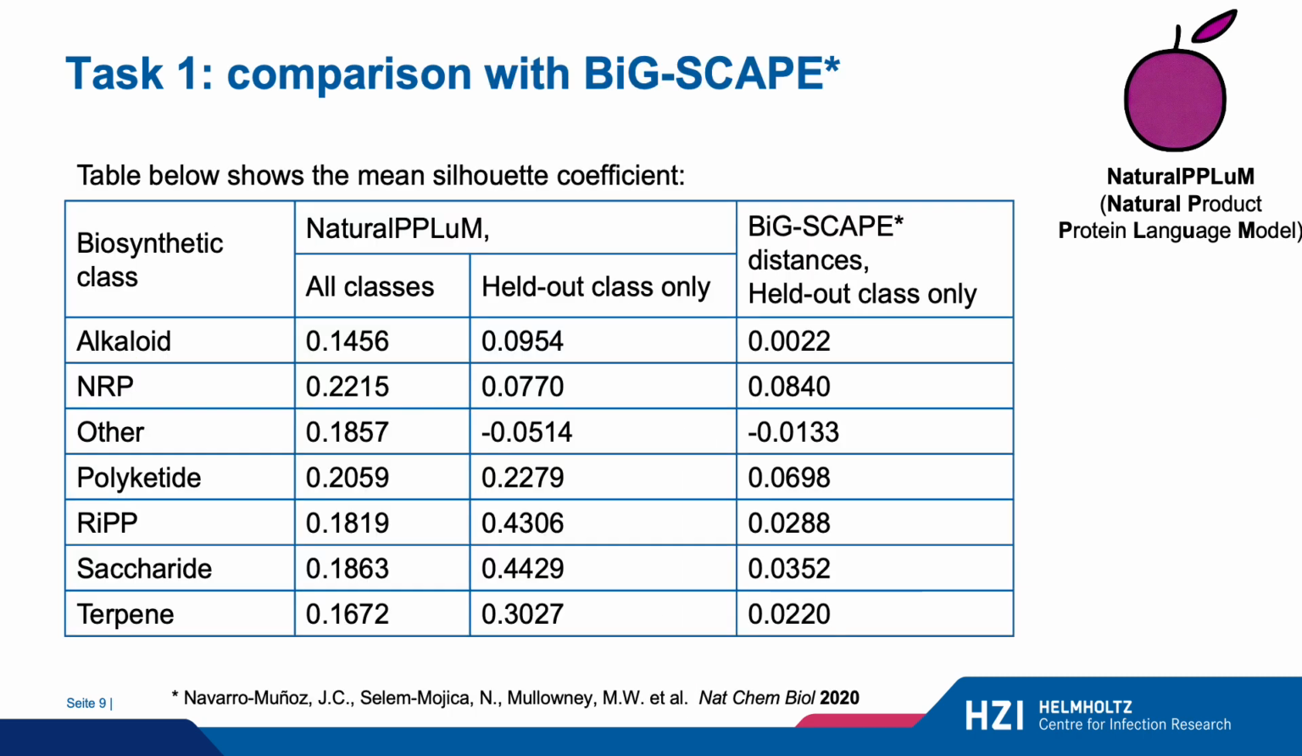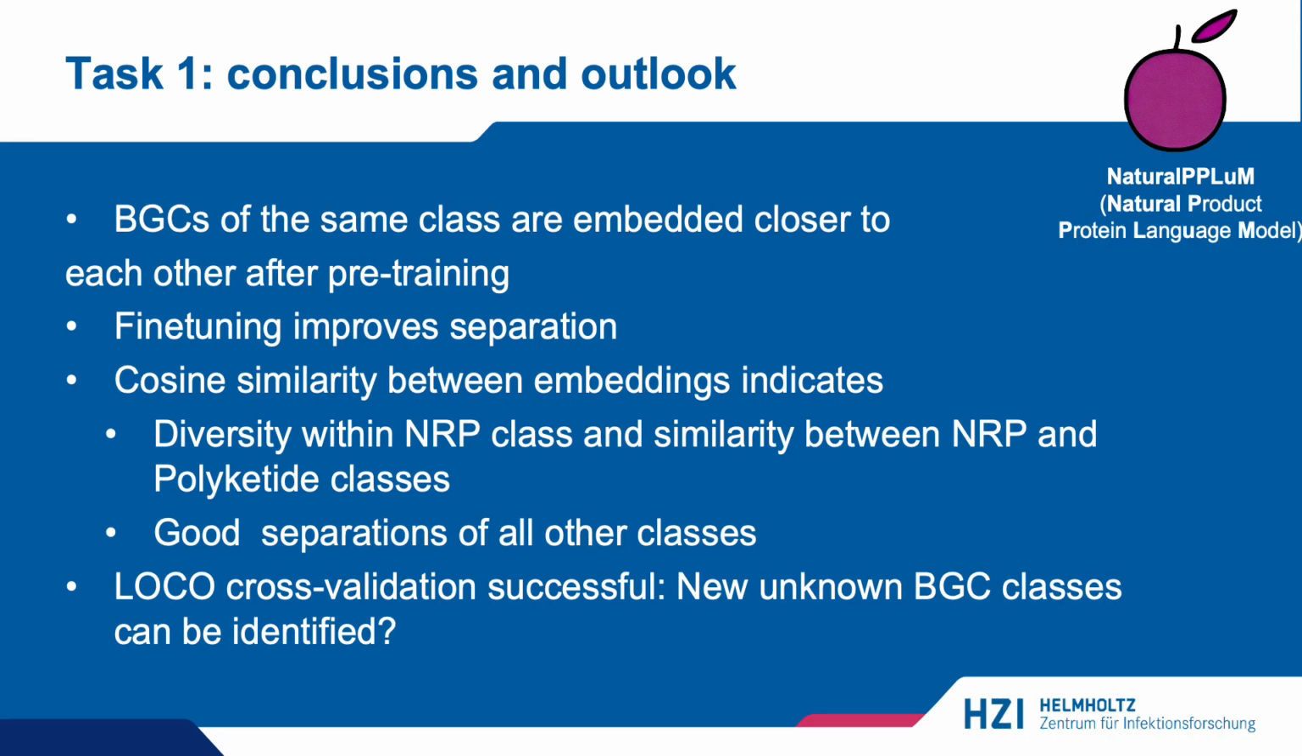To evaluate the results of our experiment, we computed the silhouette scores of our models. As a baseline to compare, we took the BiG-SCAPE distance matrix. We filtered the BGCs to be present both in the BiG-SCAPE results and in our model's test datasets. What can we say about this experiment? First, the fine-tuning worked and improved biosynthetic class separation. The fine-tuned model performed well for the classes it hasn't seen and might be used for de novo prediction.